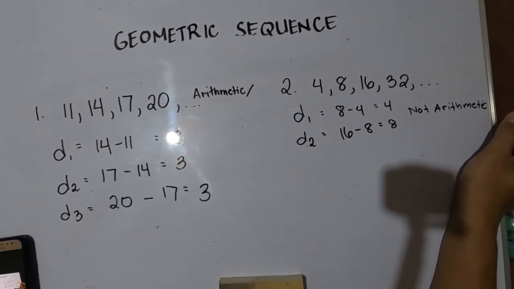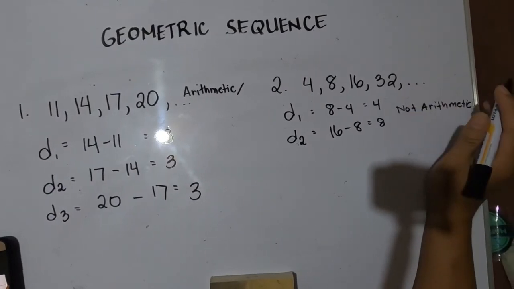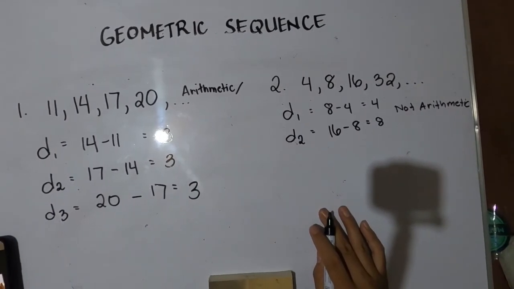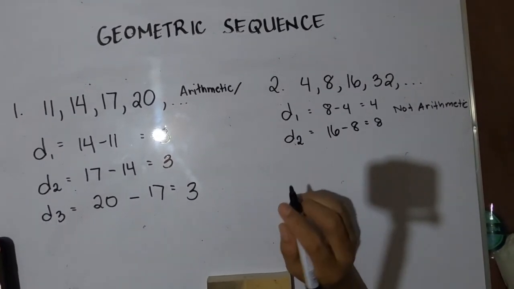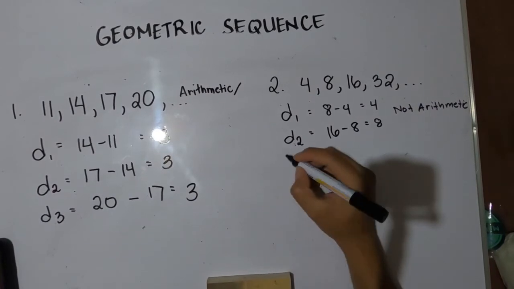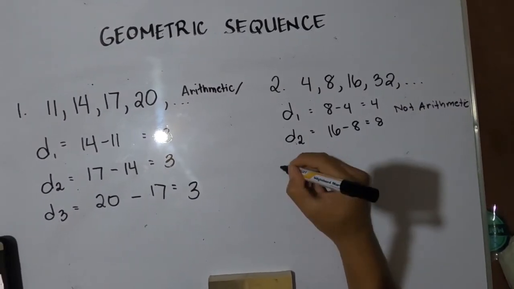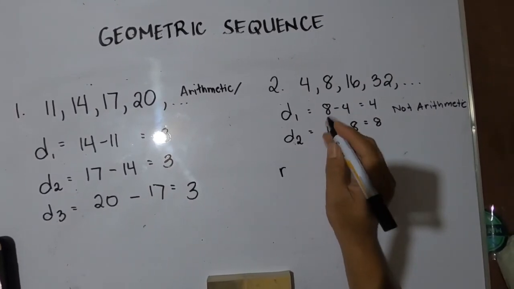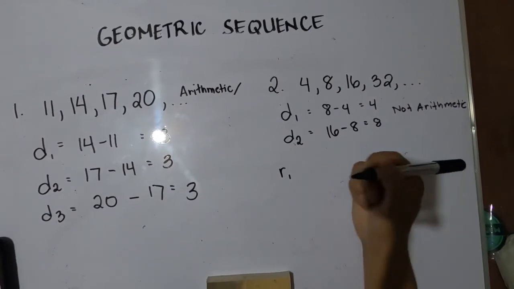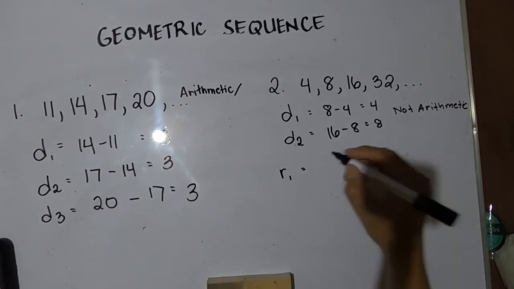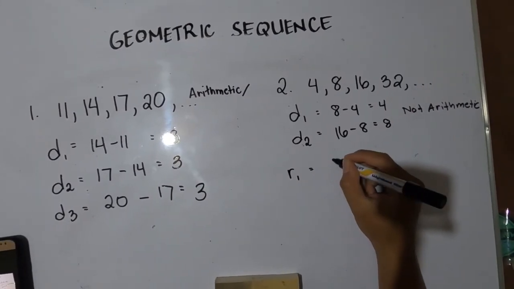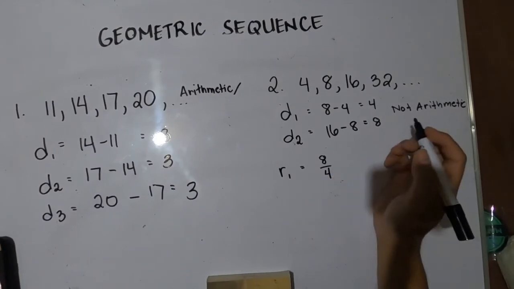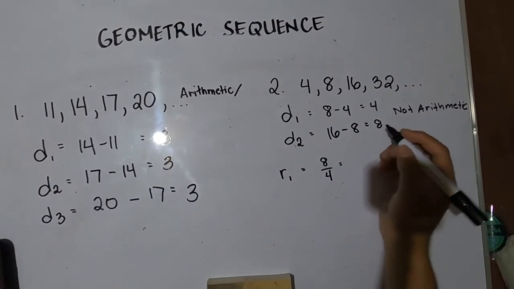Let's try whether it is geometric. Let's verify if the sequence demonstrates a geometric sequence. Remember, a geometric sequence has a common ratio. So let's determine the ratio of the second term and the first term. And let's define that as r sub 1. That is the second term, which is 8, divided by 4, which is the first term. 8 divided by 4 is 2.